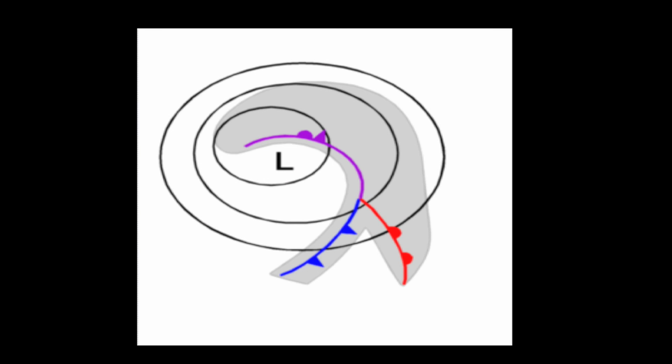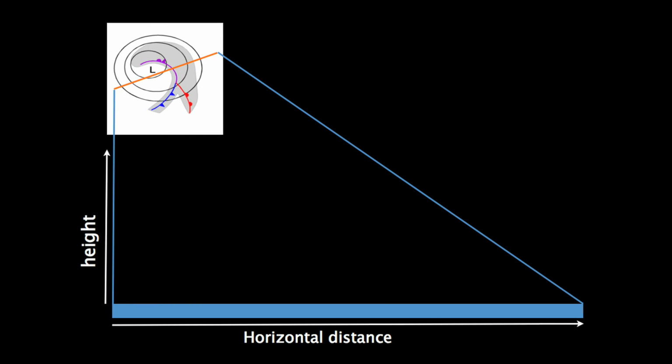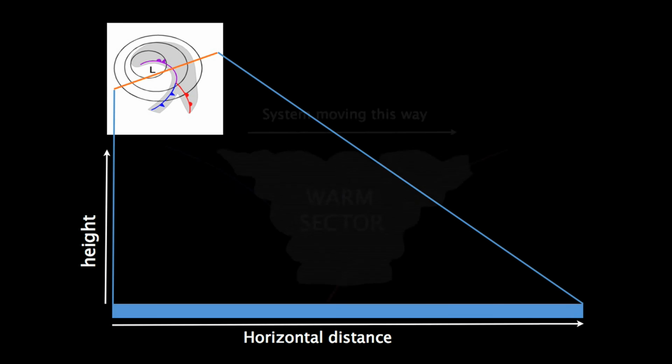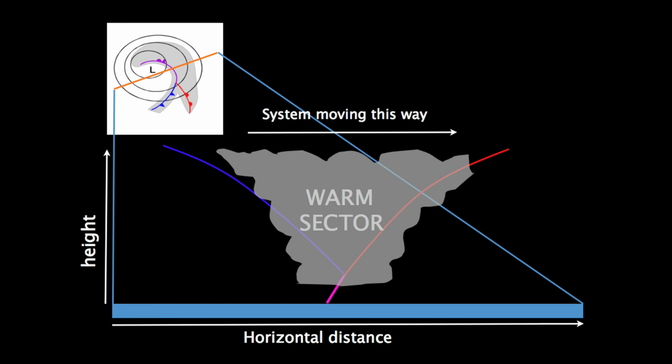Now, if we go a little bit further through the life cycle of a depression and look at a cross-section through a rather more mature system, we're now looking at, again, a cross-section along the brown line, just to the south of the centre of the depression, through the occluded front. And what we see now is that the warm sector, this blob of warm air that's contained between the warm front and cold front, has now been lifted off the ground and is completely above the surface.